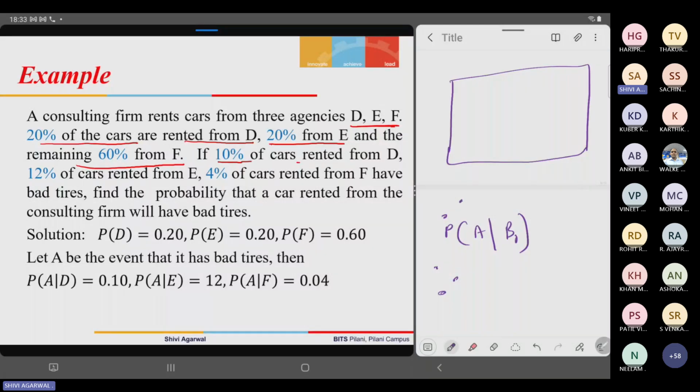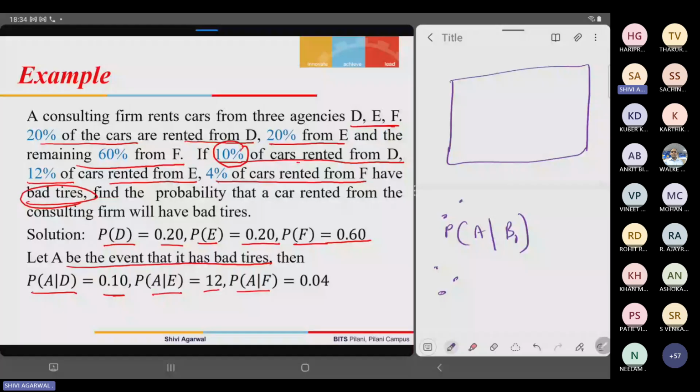Now 10% of cars rented from D, 12% of cars rented from E, and 4% of cars rented from F have bad tires. So this is another event. Now we can say the probability of D is 0.20, probability of E is 0.20, and probability of F is 0.60. Now A is the event that the car has a bad tire. So probability of A given D, that is from company D, is 0.10. A given E is 0.12, and A given F is 0.04.